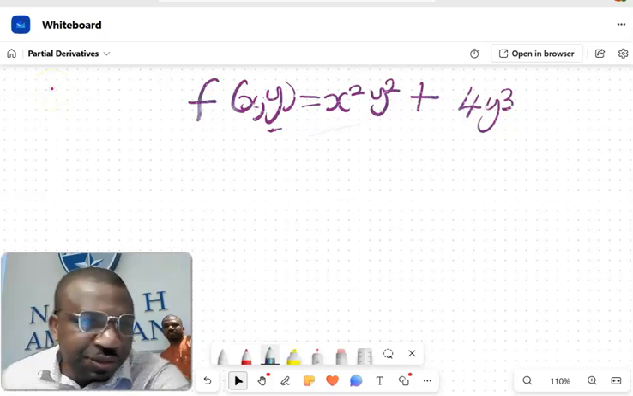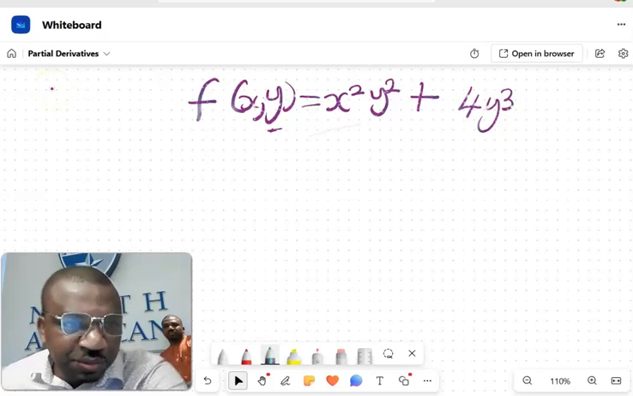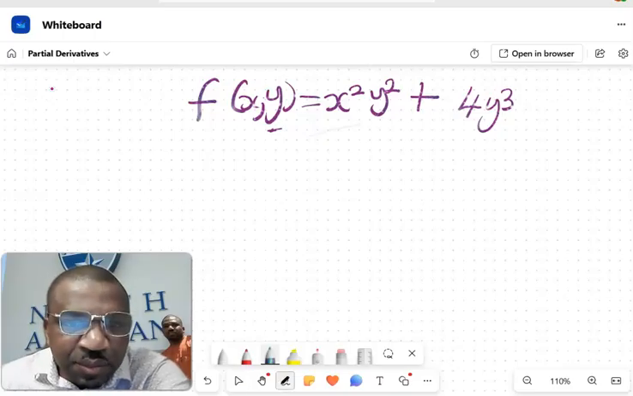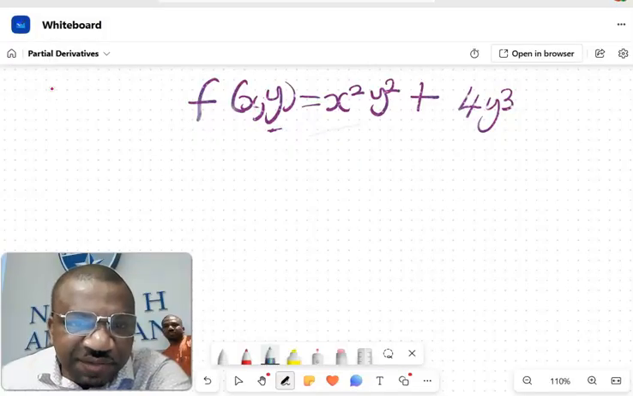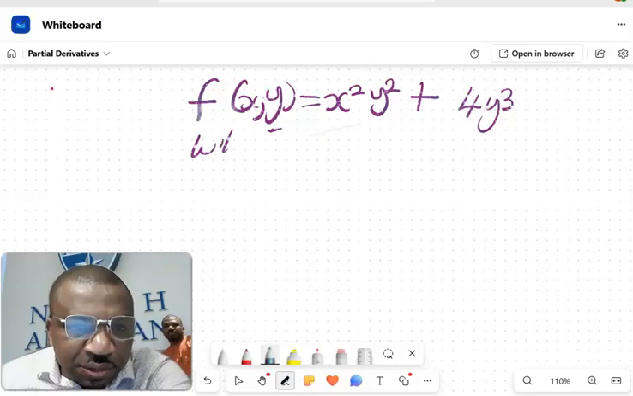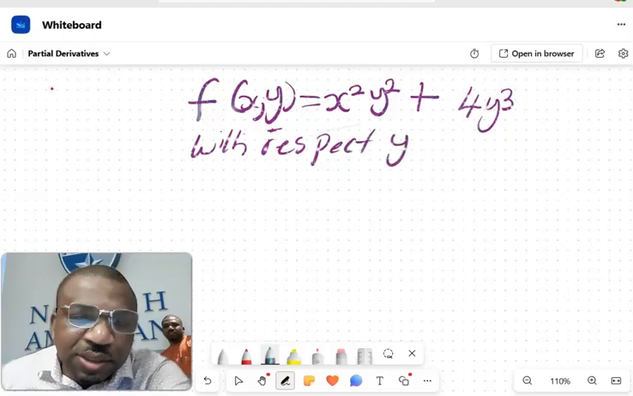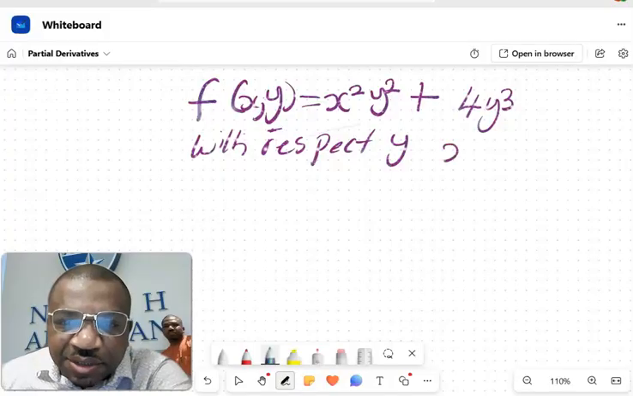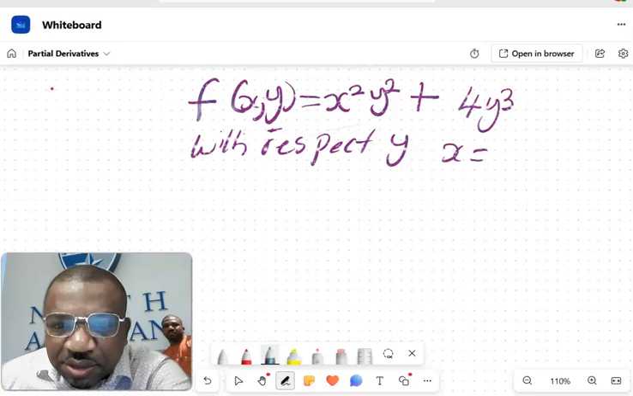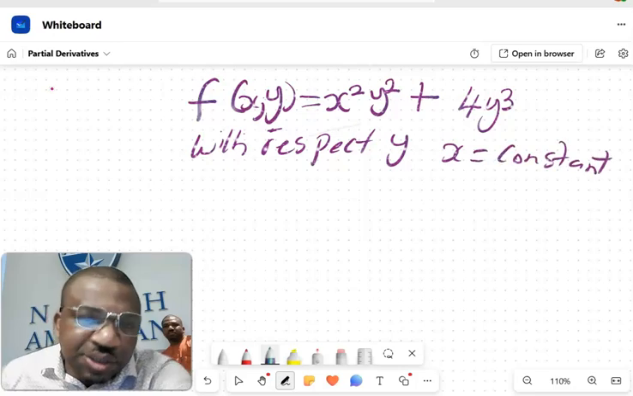Yeah, this is another function here, partial derivative function. Let's say we are asked to find the partial derivative with respect to y. It means that x will remain constant. Else will be equal to constant. So x is not changing.